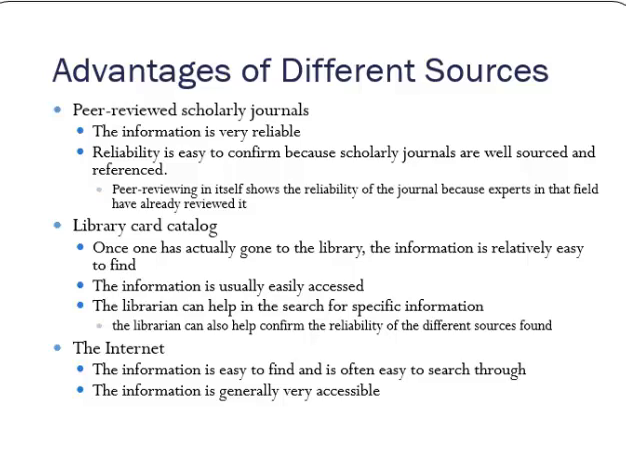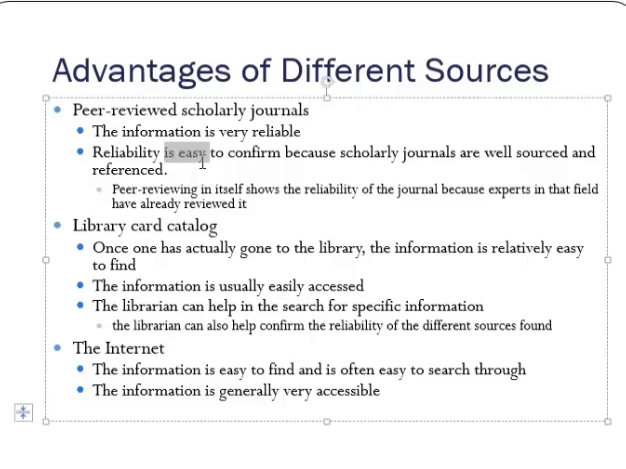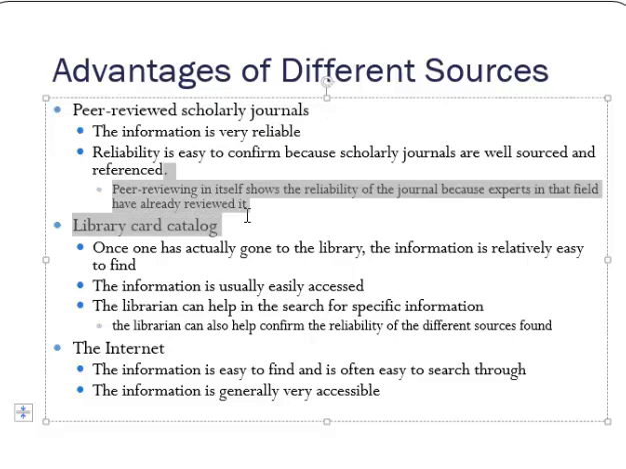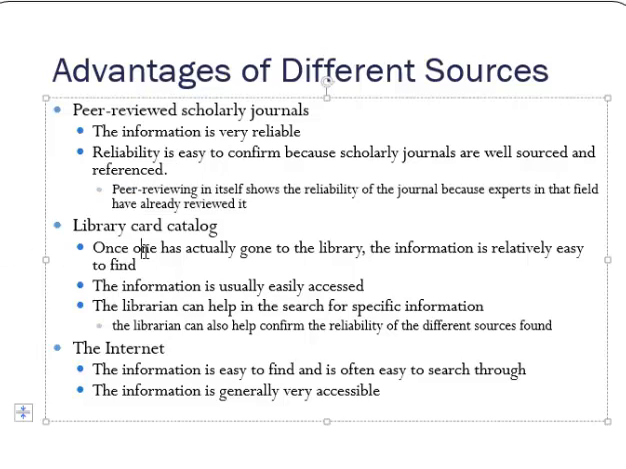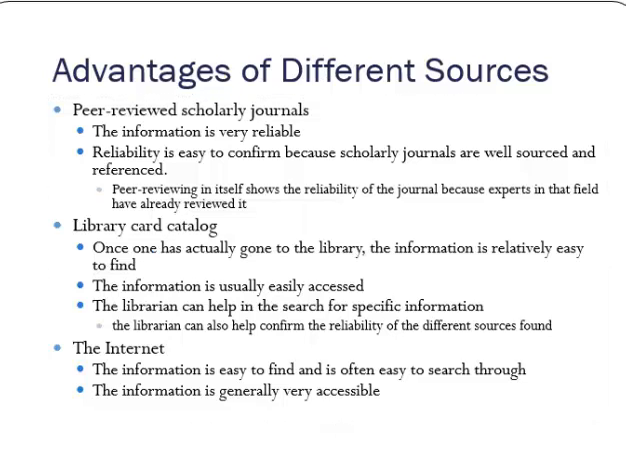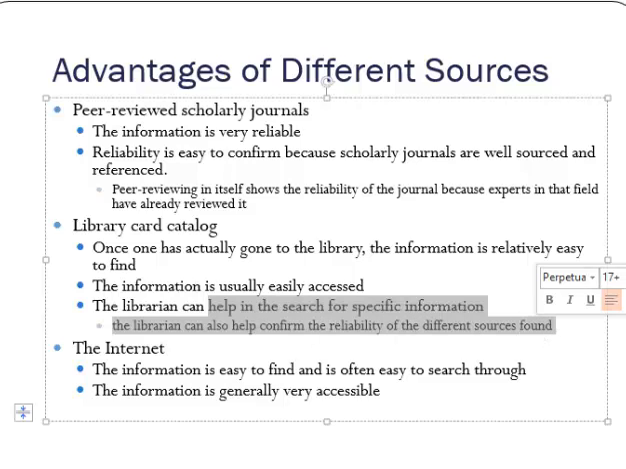Okay, so what are some examples of various sources? Well, peer-reviewed scholarly journals, like law review articles, medical journals, etc. The information is very reliable because it's been peer-reviewed. Other people have looked at it and confirmed it, or it's been well-researched, well-sourced. Reliability is easy to confirm because they're well-sourced and well-referenced, and because it's been peer-reviewed. A library card catalog could be online also. Once it's actually gone to the library, the information is relatively easy to find. The information is easily accessed because you can just go to the library. A librarian can help and confirm the reliability of different sources.